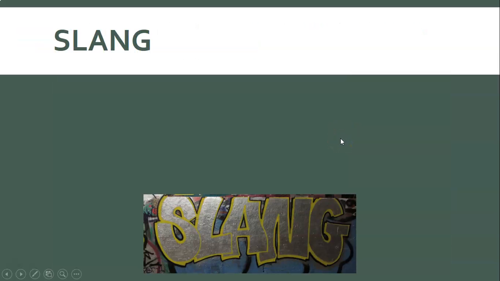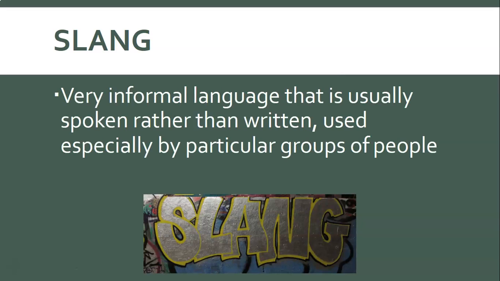Okay, so first of all, let's define slang. Slang is a very informal language that is usually spoken rather than written, and it's used especially by particular groups of people. So slang is used in a specific group of people or environment typically, and it's also used in casual settings such as among friends. So it's very informal.